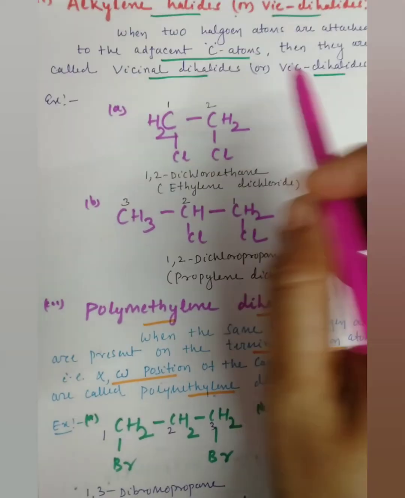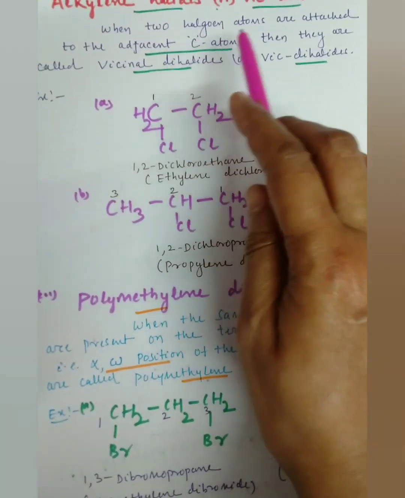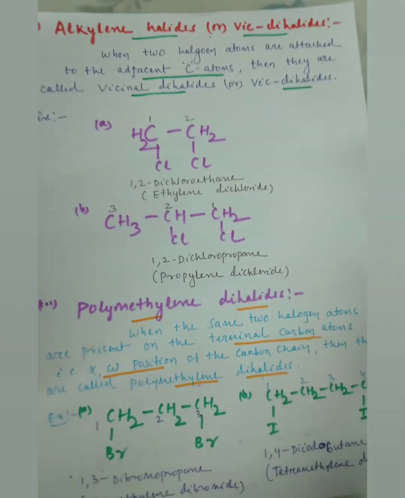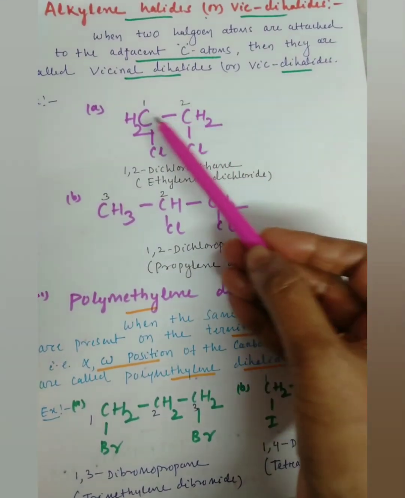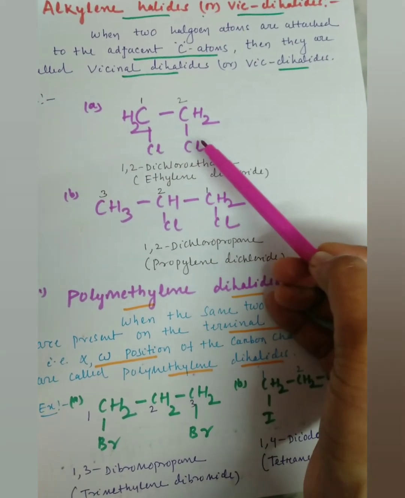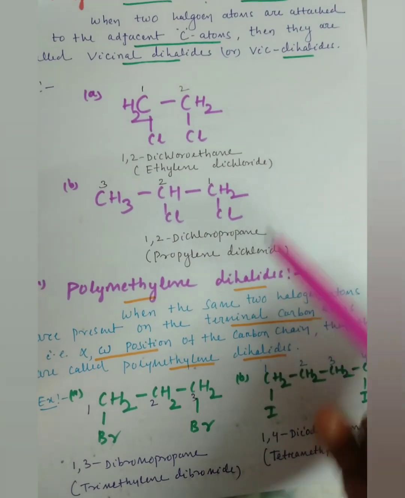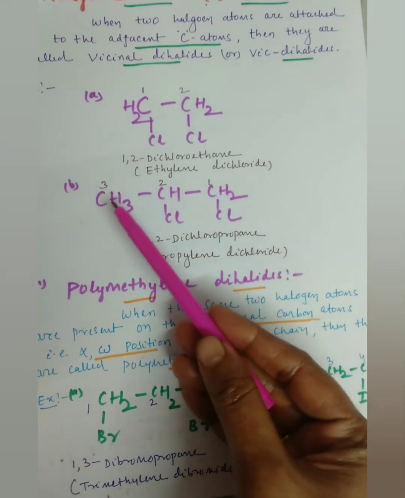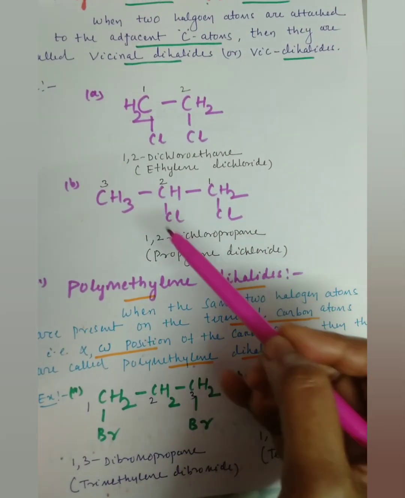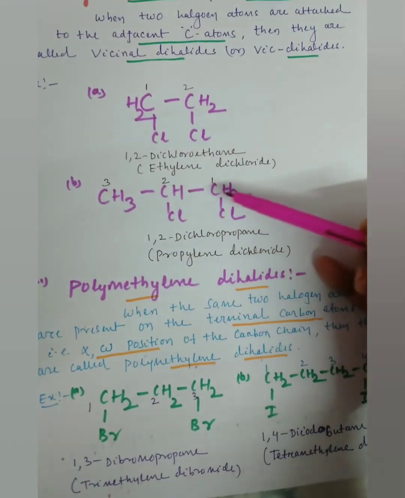Similarly, the second one is alkylene halide or vicinal dihalide. What do we call vicinal dihalide? When two halogen atoms are attached to adjacent carbon atoms, then they are called vicinal dihalide. Here, the two halogen atoms are attached to adjacent carbon atoms. If we write the IUPAC name of the compound, 1,2 position, so 1,2-dichloroethane. This is the IUPAC name, and the common name is ethylene dichloride. Similarly, another example, 1, 2, 3, in 1,2 position two chloro groups, so 1,2-dichloro. The word root is propane, and the common name of this compound is propylene dichloride. So here the two halogen atoms are attached to adjacent carbon atoms.